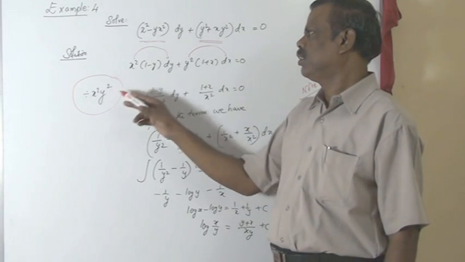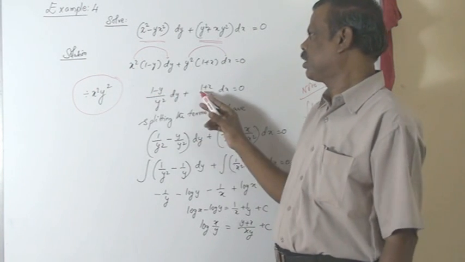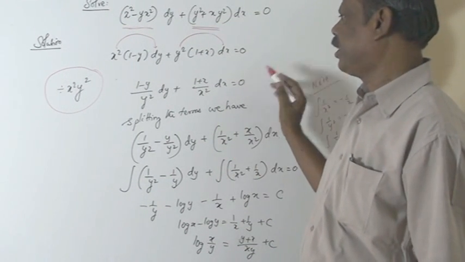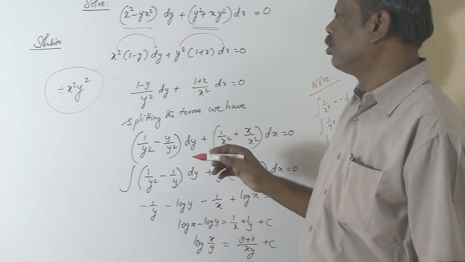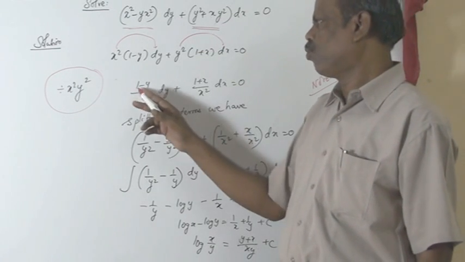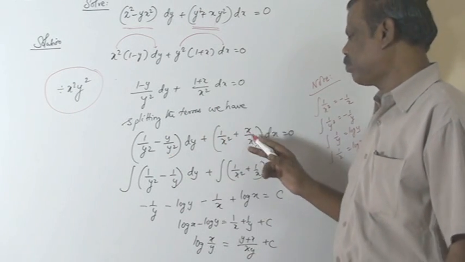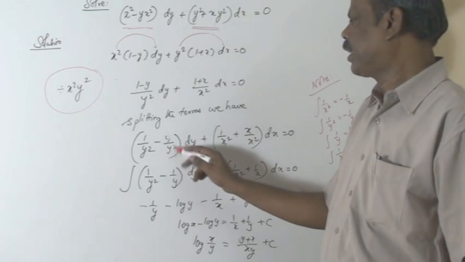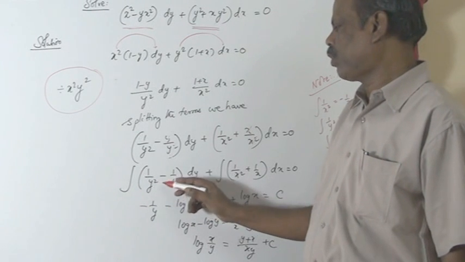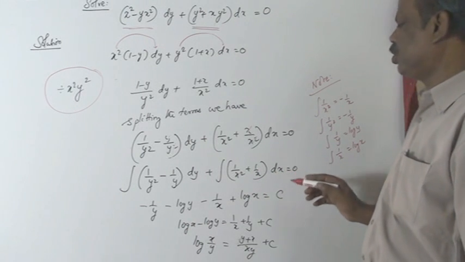After dividing by x square y square, the equation will be separated. Now let us see, x square gets cancelled: (1 minus y) by y square into dy. Here y square gets cancelled: (1 plus x) by x square into dx is equal to 0. Now the variables have been separated. So we have to split these terms in order to integrate. Therefore 1 by y square minus y by y square, and 1 by x square plus x by x square. Here one y gets cancelled, here one x gets cancelled. Therefore, on integrating, integral of (1 by y square minus 1 by y) dy plus integral of (1 by x square plus 1 by x) dx equal to 0.